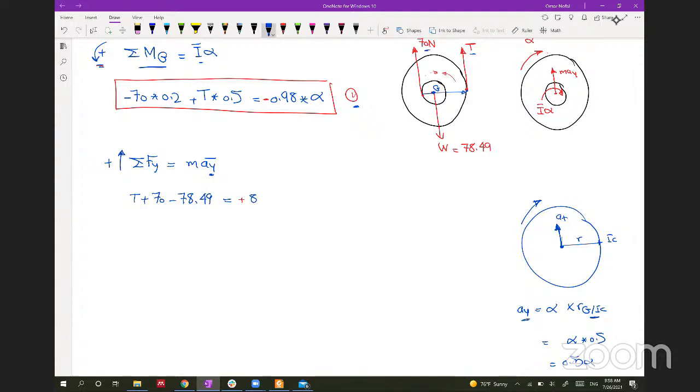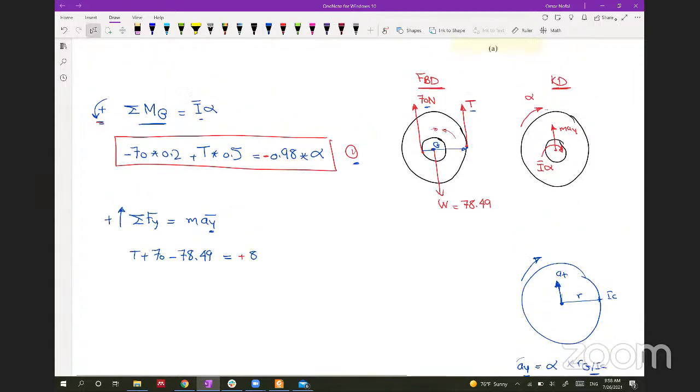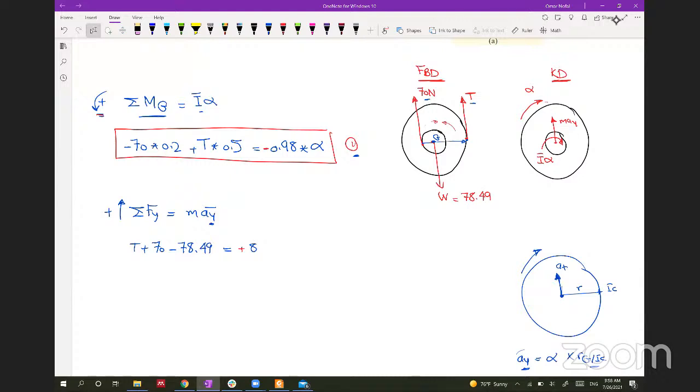So I transferred AY to alpha. So here it will be equal to 8 multiplied by 0.5 alpha. And this has a positive direction because it's going up and our sign is going up. So right now, this is our second equation, and it's a function in T and alpha. So now we have two equations and two unknowns.